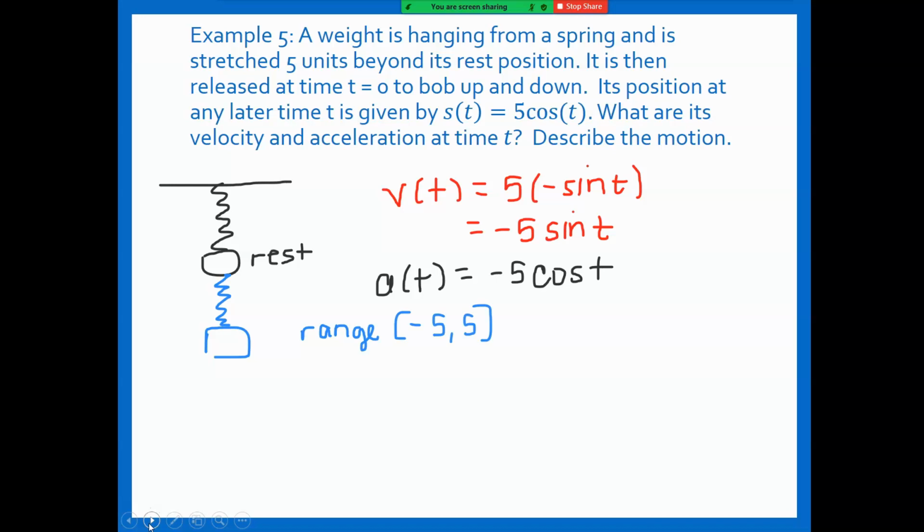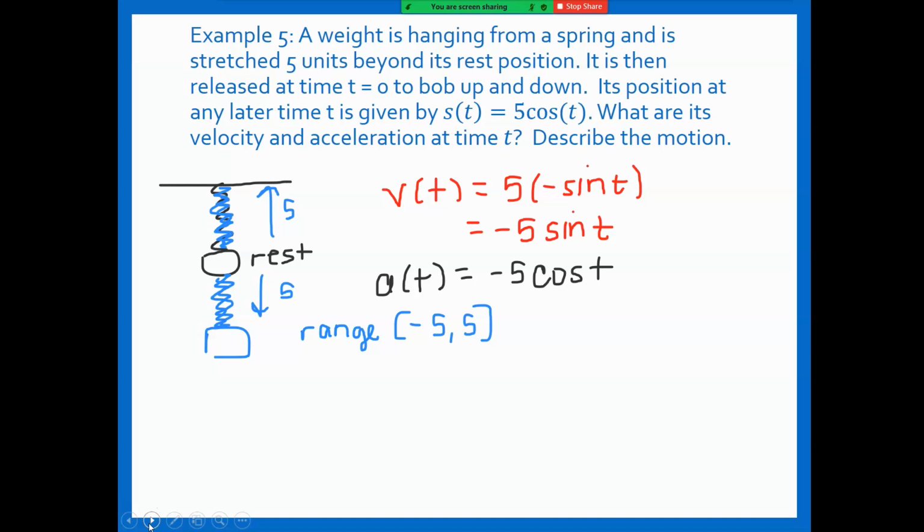Because it's going to go down 5 units. And then when that spring launches back up, it's going to go up 5 units. So it's going to go 5 units above rest and 5 units below rest. So the total range is 10 units.